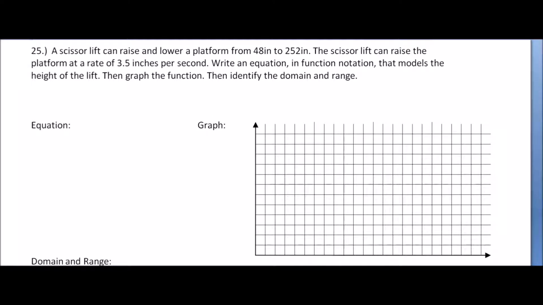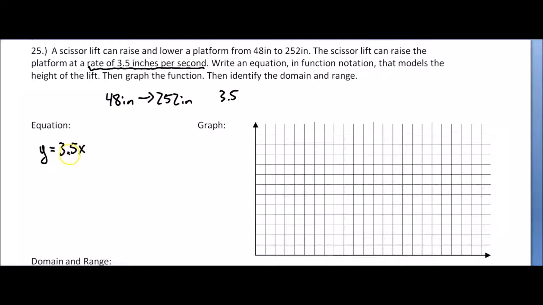For this last one, it says a scissor-lift can raise and lower a platform from 48 inches to 252 inches, and so that's an important note that we want to jot down here. So we're starting at 48 inches and we're ending at 252 inches. And then it also tells us that the rate at which it raises, and that's important because they're calling it a rate, is 2 inches per second. So that's the rate, that's the 3.5. And so as we write the equation for this thing, we know right away that that 3.5 should be our slope. So it's y equals 3.5x.